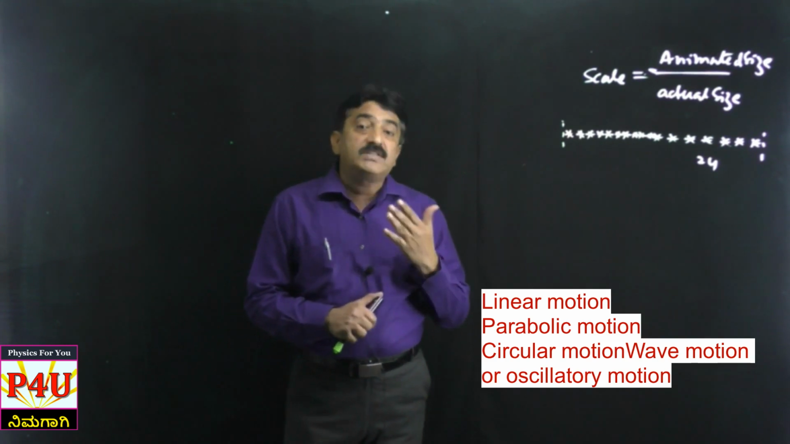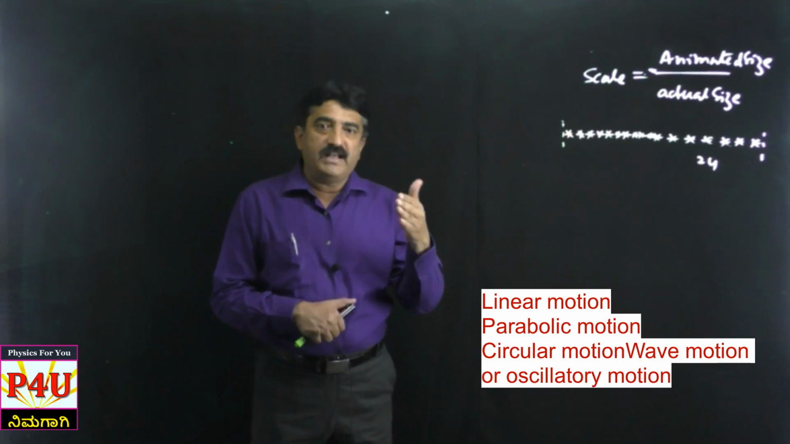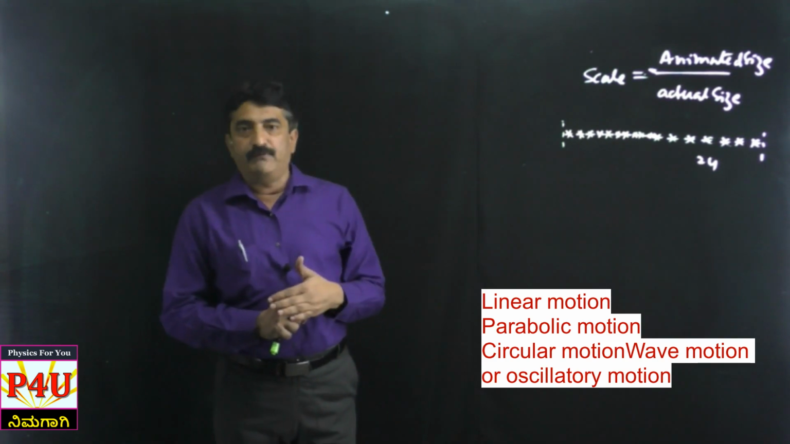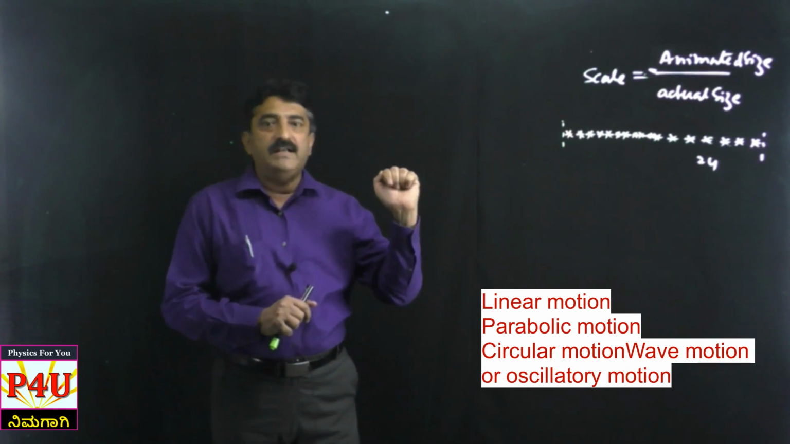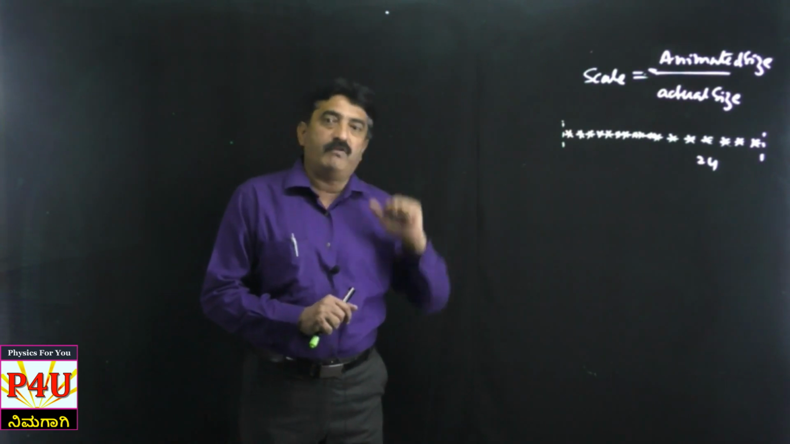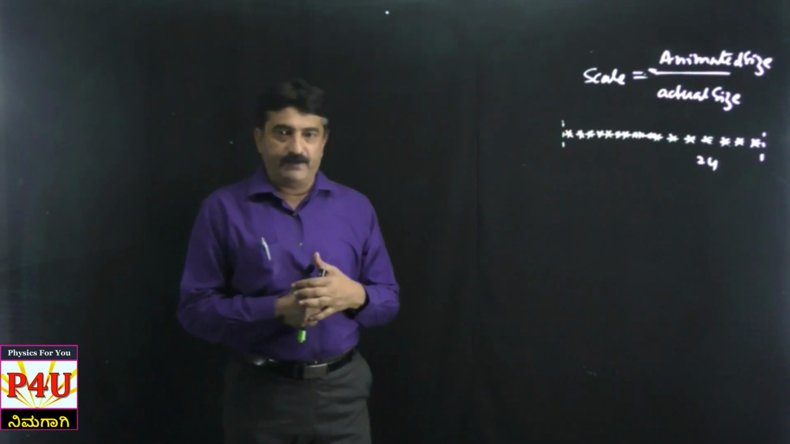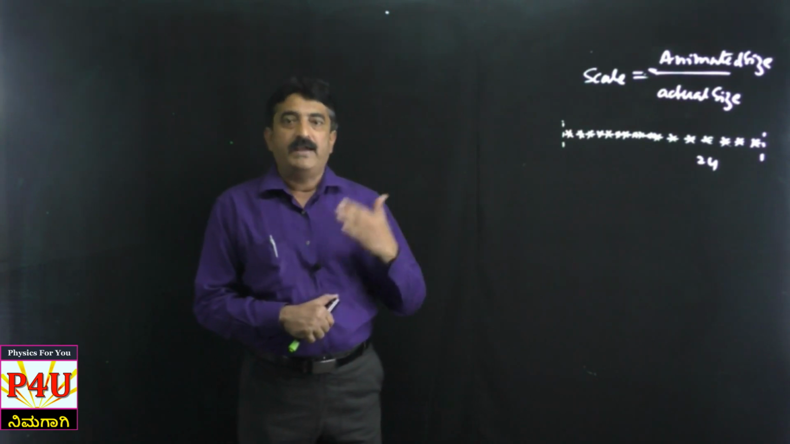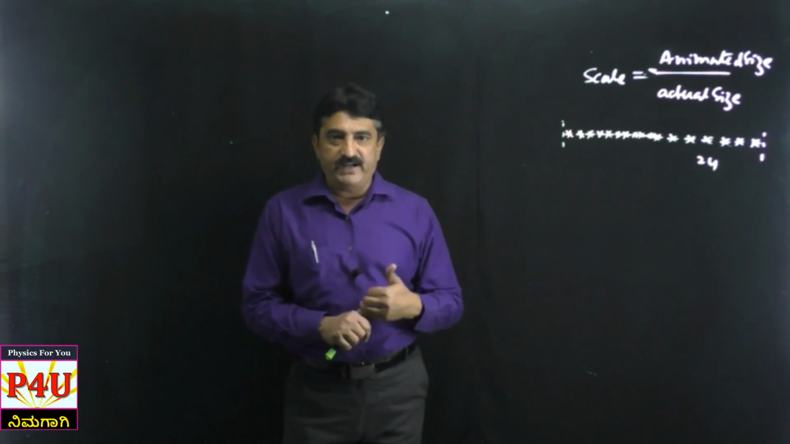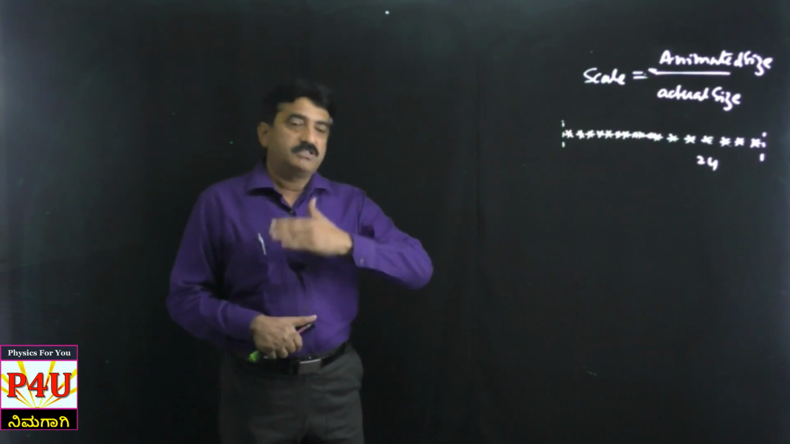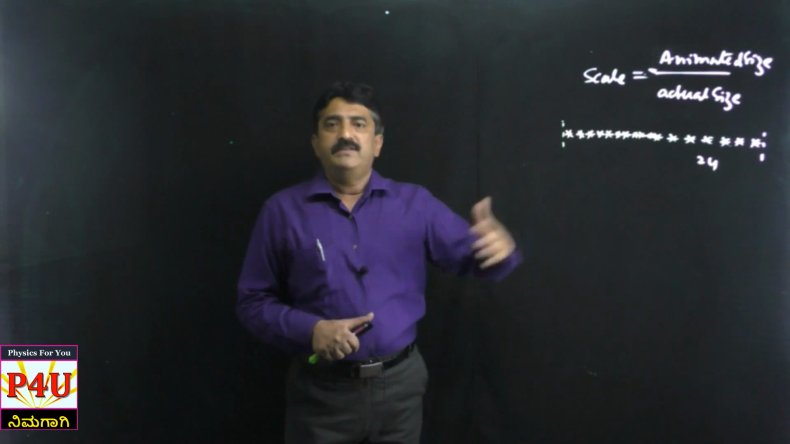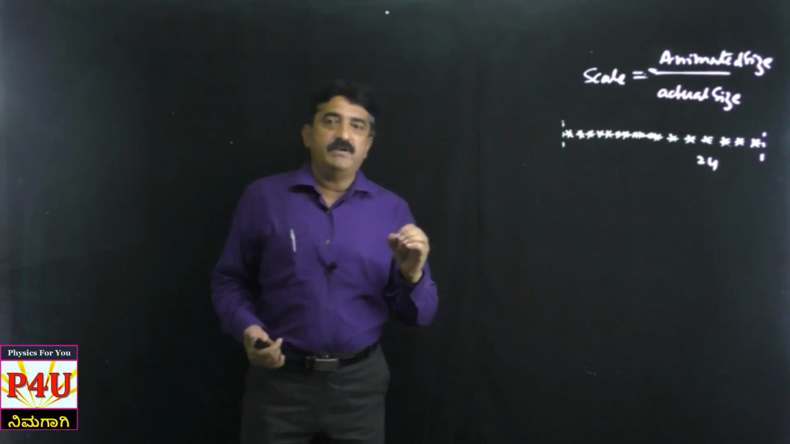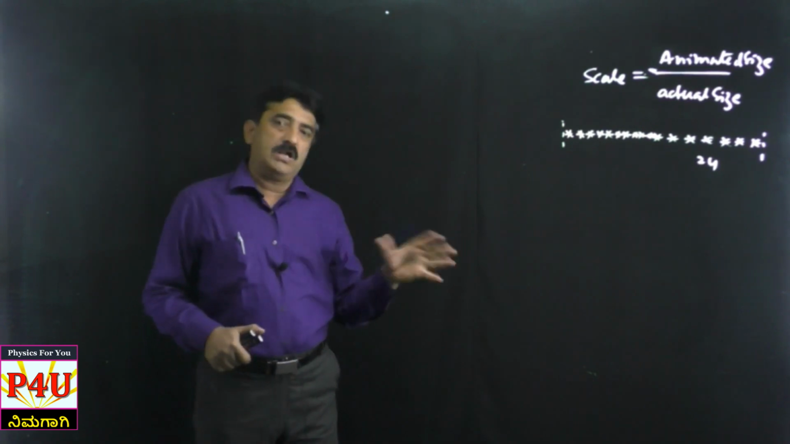And then oscillatory motion, leaves oscillating. When wind blows, leaves move, that is oscillatory motion. Or when you pluck a violin or guitar string, that wire vibrates, it is also oscillatory motion. Oscillatory motion extends into wave motion, okay, oscillations and waves. You might have studied this in PU. So wave motion, sound propagates in the form of waves. These are all the different types of motion that we have. So in animation we come across almost all of them.